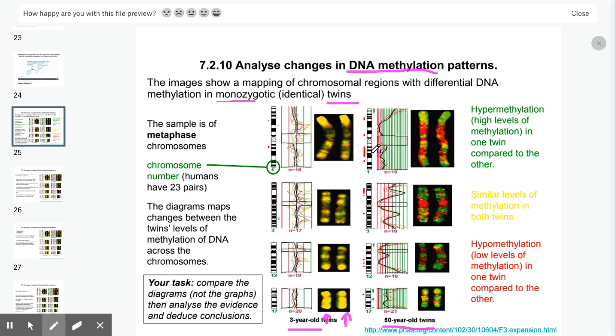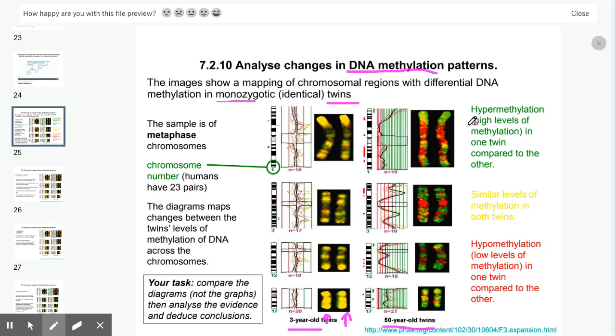So if we're just comparing these patterns, the first obvious thing is that they're definitely different colors. Like they're definitely less yellow as time goes on. So let's talk about what these colors mean in this situation. There's different ways to represent the change in methylation, but they're using colors here.